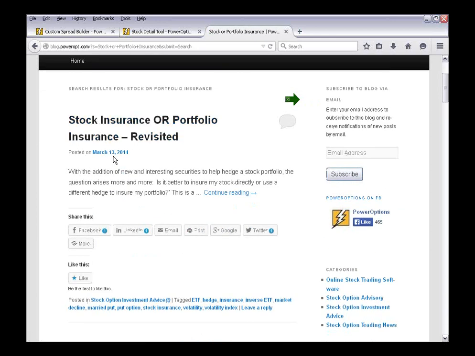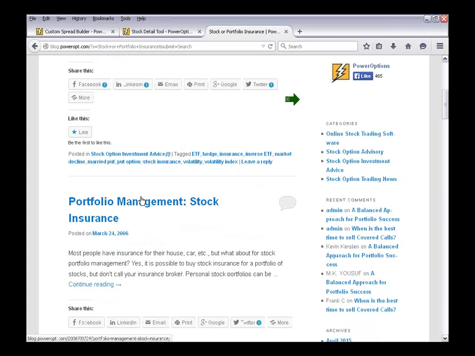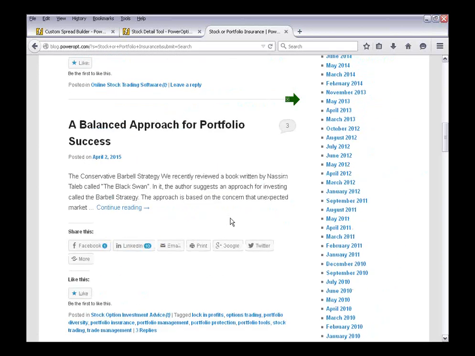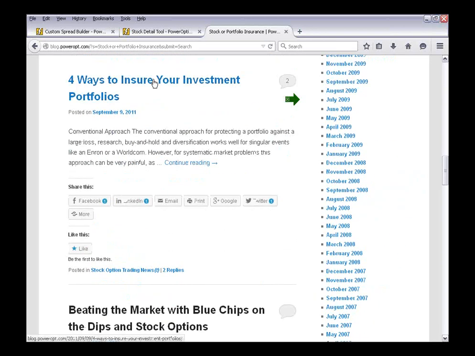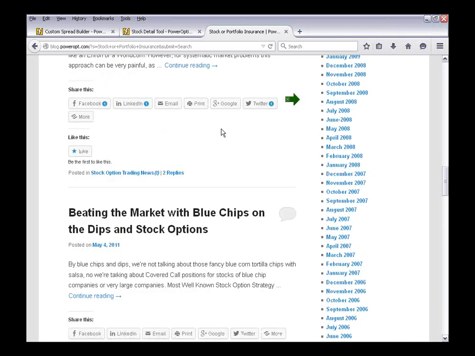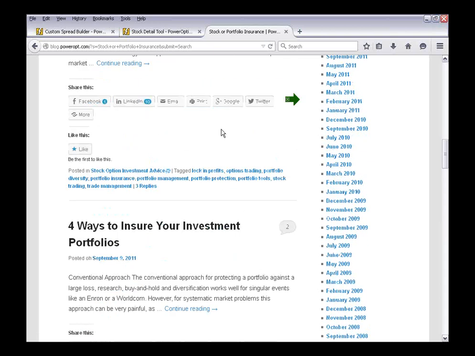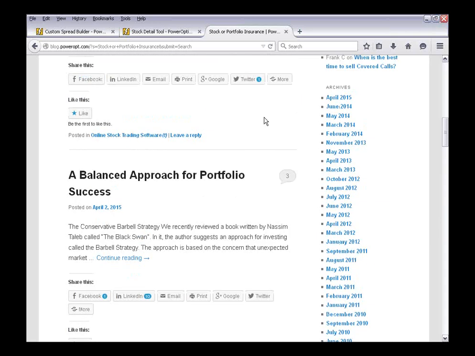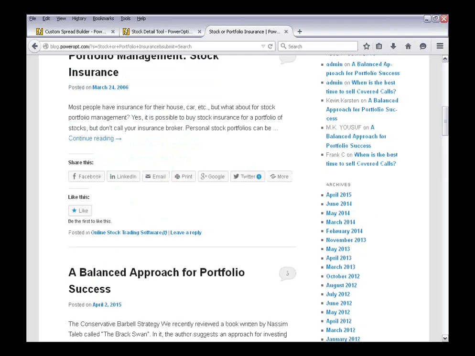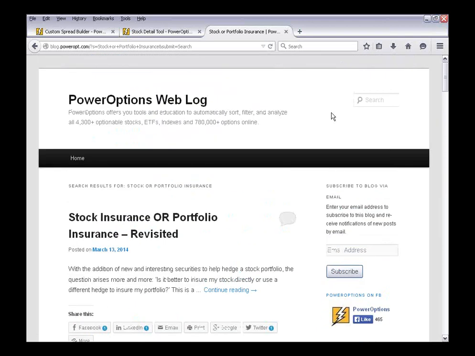All right, so here's a couple articles here from March 13th, 2014, Stock or Portfolio Revisited, Portfolio Management, and 4 Ways to Ensure Your Investment Portfolios. This is from 2011, but it does go through some of the different discussion that we talked about before, comparing puts on the indexes and ETFs, calls on the VIX versus insuring stock directly. So going to the blog and just running that basic search for stock or portfolio insurance will give you some good articles as well.